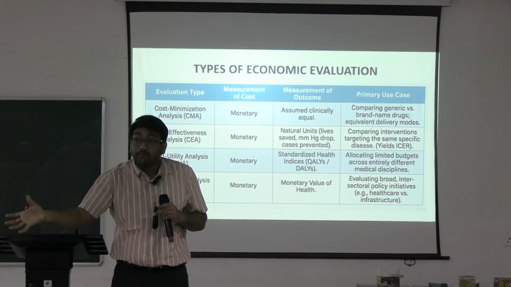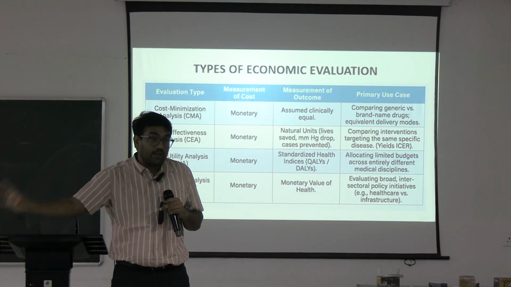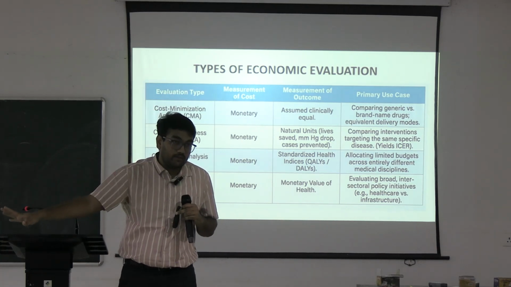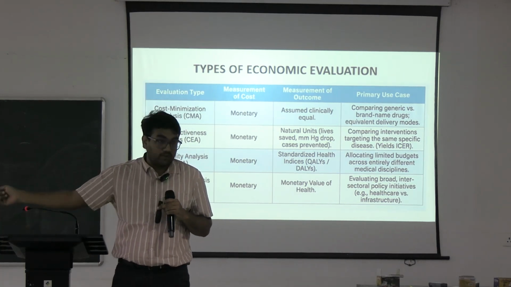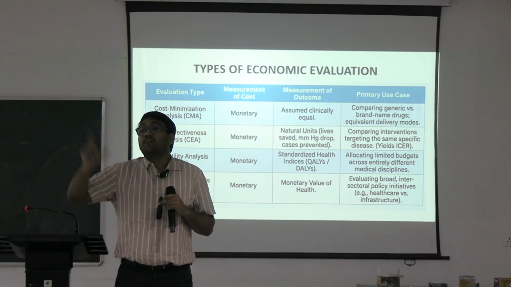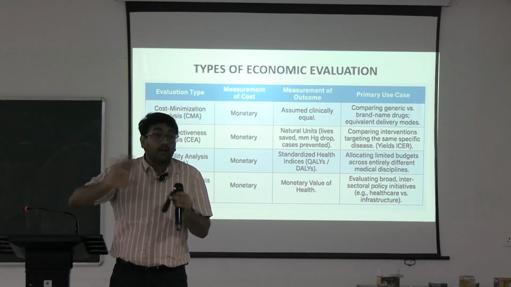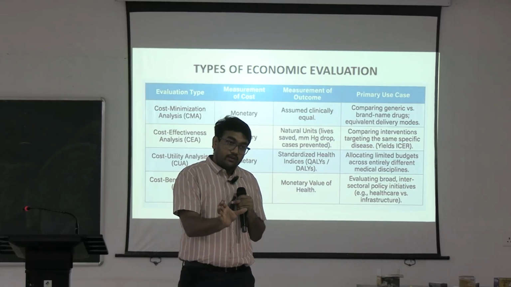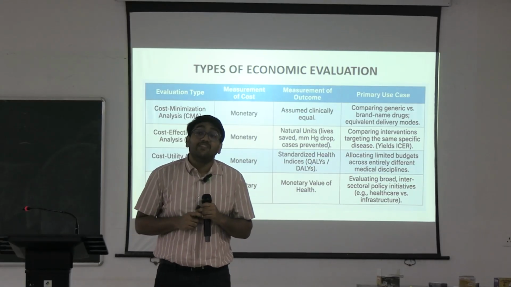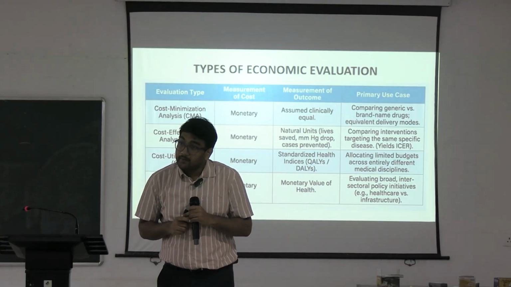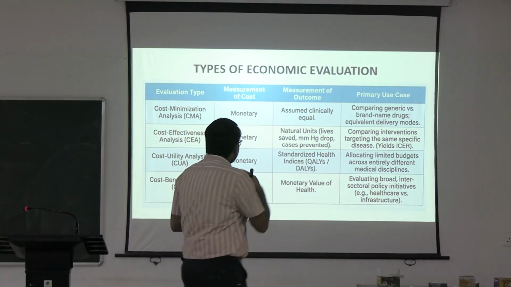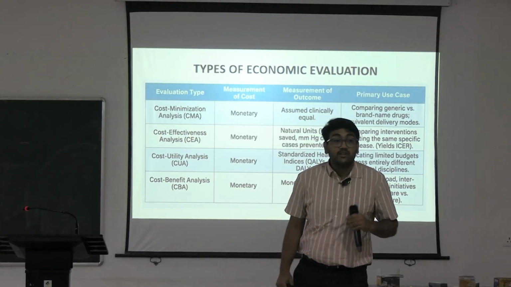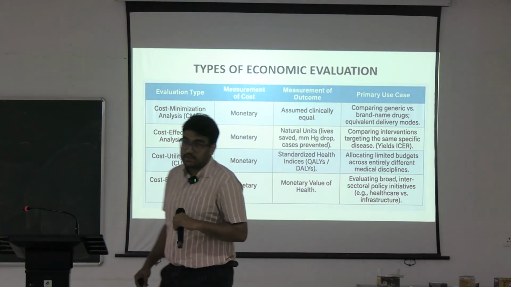So the outcome is a natural unit: number of deaths prevented, number of lives saved, number of days hospitalized. A natural unit is the outcome and the input is again cost. This is cost effectiveness, right? Next is the most important, which is cost utility.